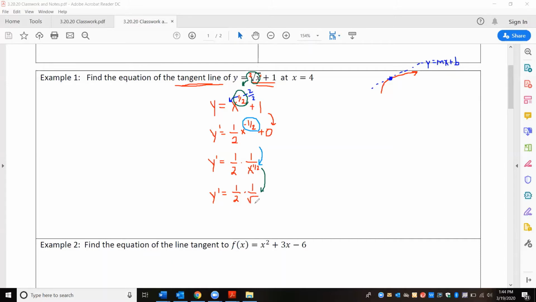This is our derivative. So the first 2 steps were just rewriting and finding the derivative. The third major move, the third step I would want you to write down, is that after we find the derivative, we plug in our x value that we want to find the slope of.